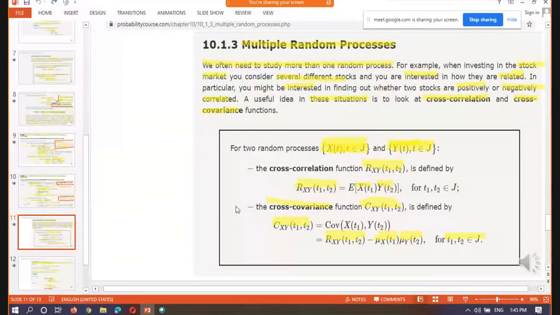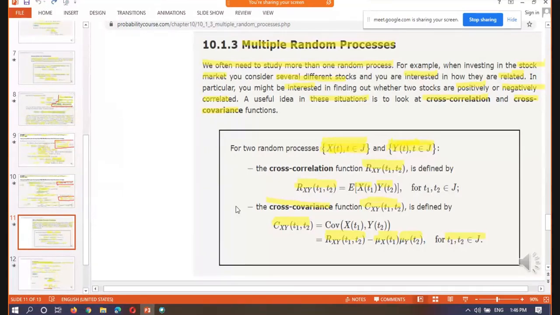Now we talk about multiple random processes. That is, we are having two kinds of random processes. One represents, for example, the fuel price, and another one represents the gasoline price. Someone wants to know how these are related, this fuel price with this gasoline price, or if one is increasing, whether another one is increasing or decreasing, or whether they are independent. This kind of thing you want to know.